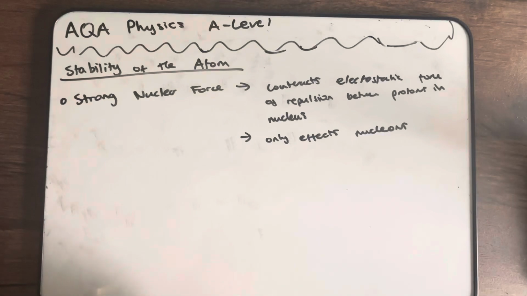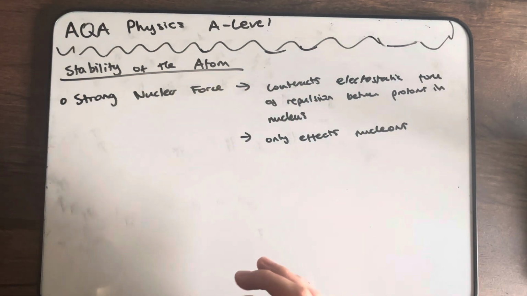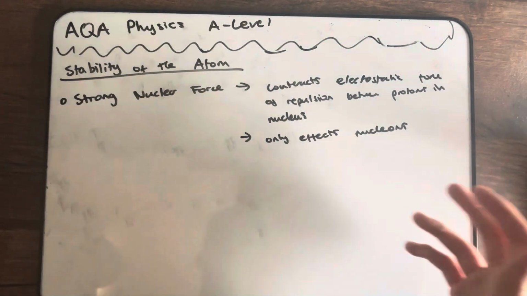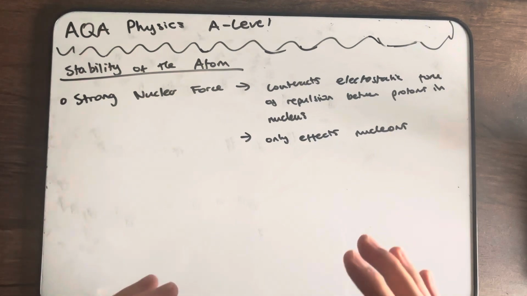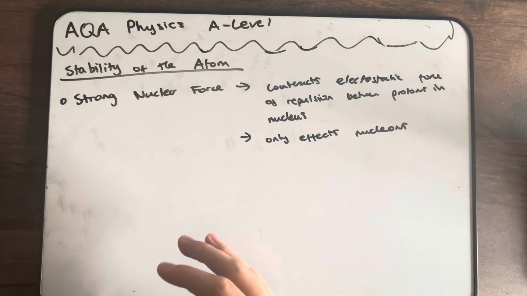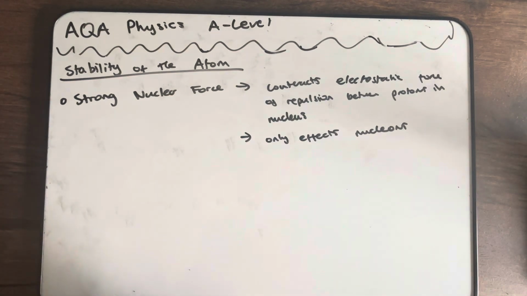So this is a quick video for AQA Physics A-level students on the stability of the atom. Now this is mainly paper 1 content, however it could link into the nuclear physics topic in paper 2, and it could potentially come up in paper 3. However, the paper 3 content will probably be more centered around paper 2. So I'm mainly going to be focusing on the paper 2 content here, but it's good to be aware that this is something that could come up, because it has done in previous years.